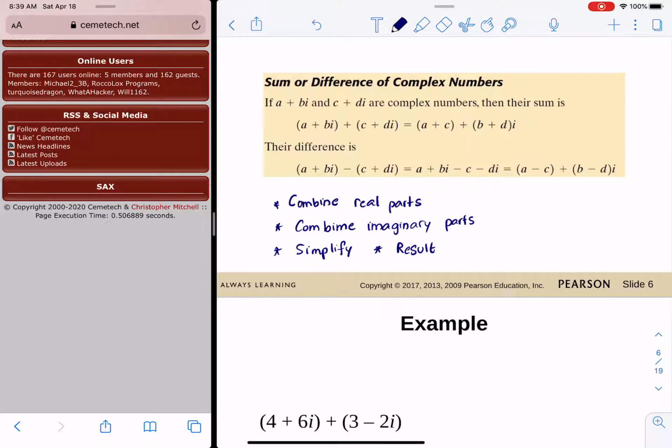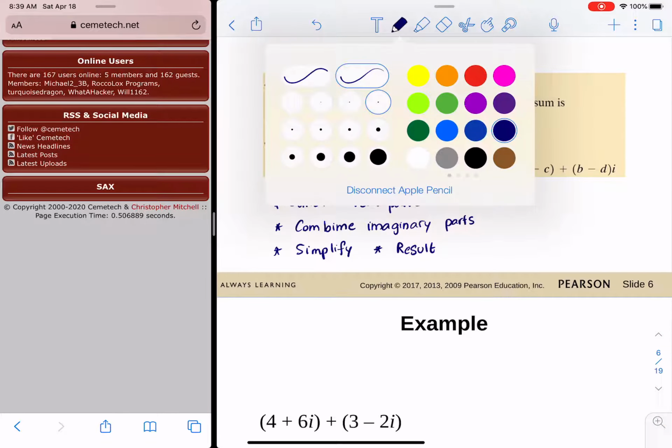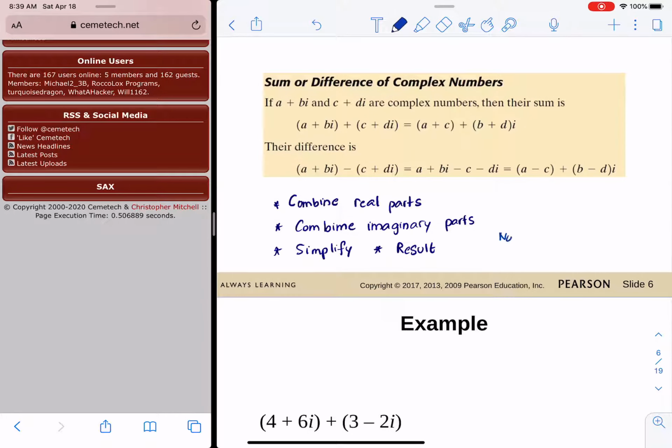An important thing to notice here is that just because you are adding or subtracting complex numbers doesn't imply the answer would always be a complex number. So you've got to note the result could either be real or complex. So don't forget that.